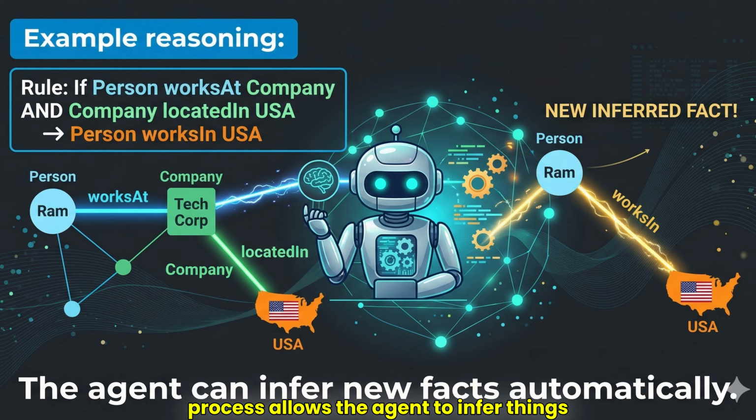This process allows the agent to infer things it was never explicitly told. For instance, the agent knows from one fact that RAM works at tech company, and from another fact that tech company is located in the USA. By applying a simple logical rule, it can figure out a completely new fact: RAM works in the USA. It reasoned its way to the answer. It wasn't told, it figured it out.